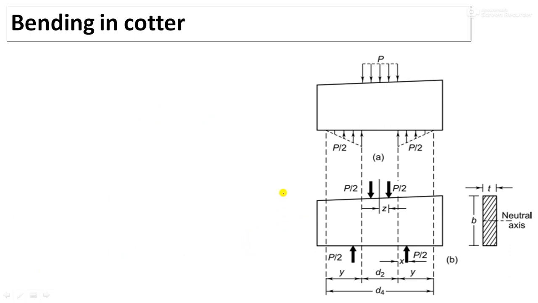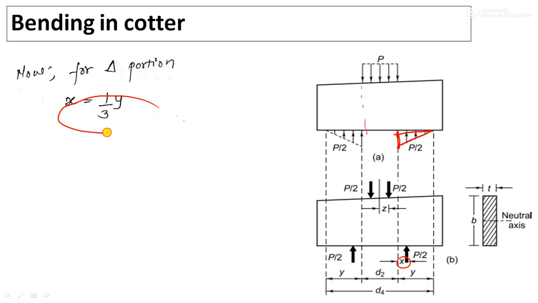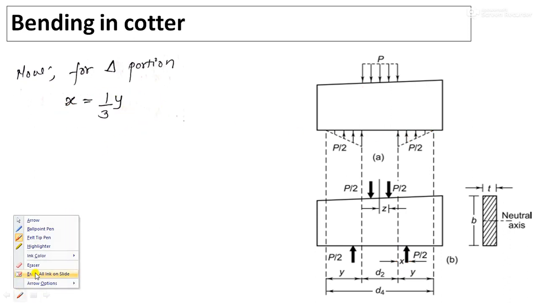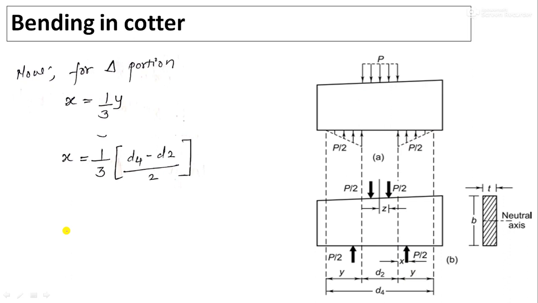So here we will understand. Similarly for the triangular portion, what is x? x is nothing but this distance. This x is nothing but 1/3 of y, because we are considering from this side of the triangle. So SOM concept: x is equal to 1/3 of y, right? And now what is this y? This y is nothing but d4 minus d2, because I want this distance.